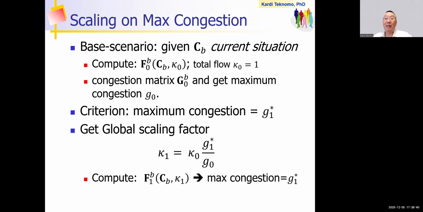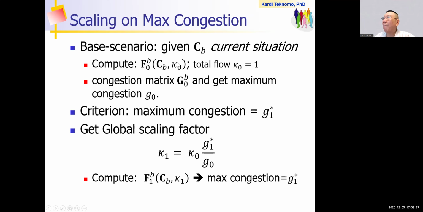So now we go to the mathematics, how it works. First, you need to understand the notation. CB here is the capacity matrix of the base scenario. And from this base scenario capacity matrix, the current situation, you compute the flow matrix. This F represents the flow matrix, which depends on the capacity and certain total flow in the network.